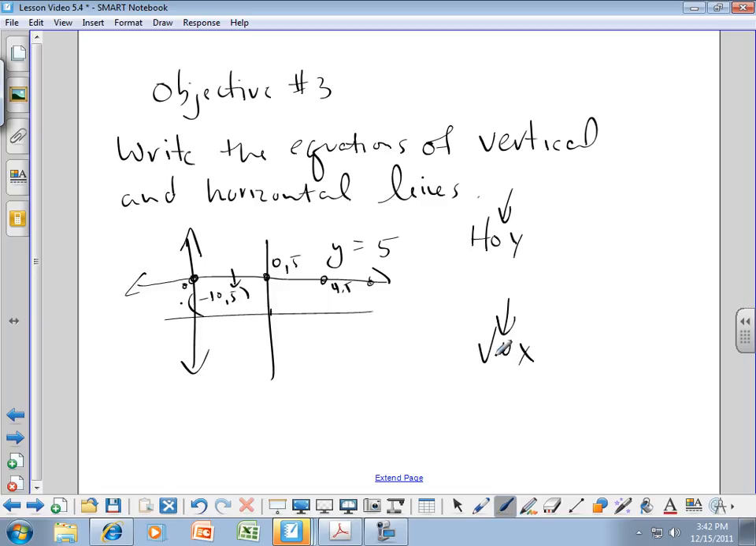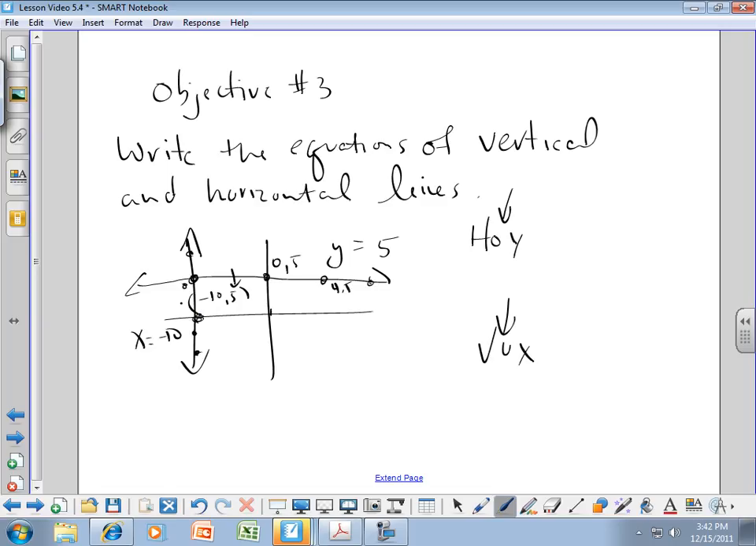Well, like down here then, vertical lines have undefined slopes, and their equations always start out x equals. So the equation of this line is x equals, can you guess? Negative 10. Because every point on this line is negative 10 something. Negative 10, 0. Negative 10, negative 5. Negative 10, negative 2. All right?